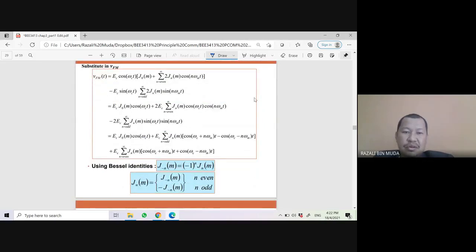Substitute in VFM. Kembangkan lagi. Selesaikan this equation. Okay. You kena tengok equation ni. Tak payah hafal, tengok belakang. Using Bessel identity, J minus Nm equal to minus J minus 1 to the power of N J Nm. Okay, J Nm equal to J minus N and minus J minus N.